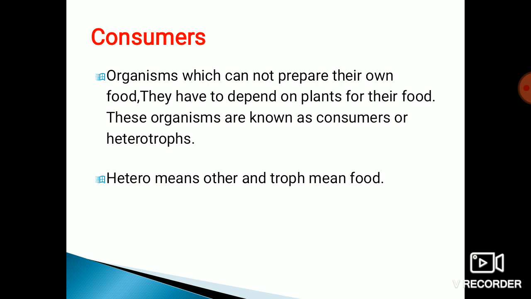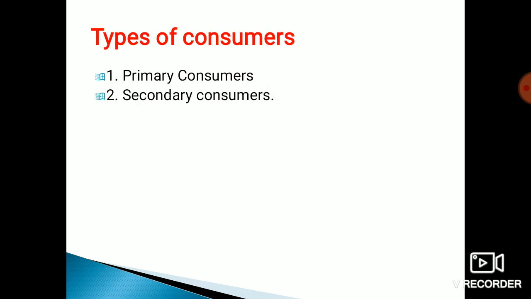Now, consumers. Organisms which cannot prepare their own food, they have to depend on plants for their food. These organisms are known as consumers or heterotrophs. Hetero means other and trop means food. Types of consumers. There are two types of consumers: primary consumers and secondary consumers.